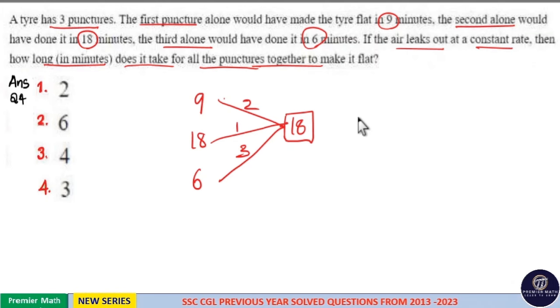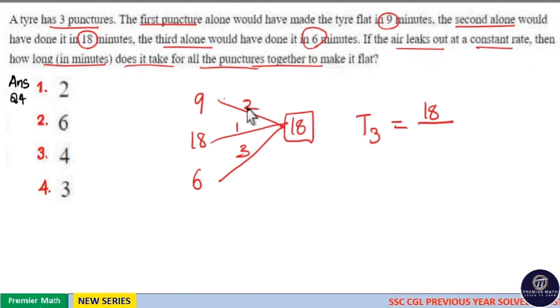Now, the time taken by all these 3 punctures together to make the tire flat is equal to total work, which is 18, divided by the efficiency of these 3, which is 2 plus 1 plus 3, equal to 6. So, 3 minutes. Option 4 is your answer.